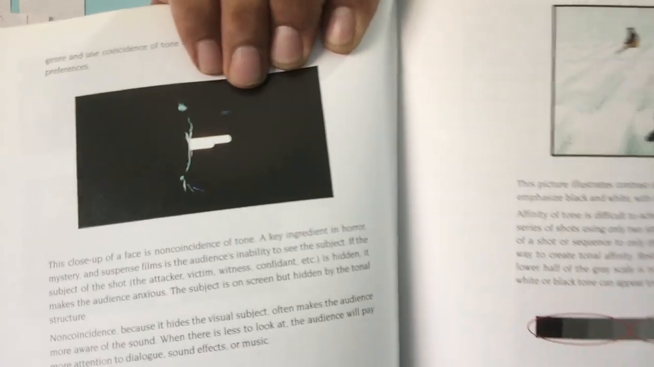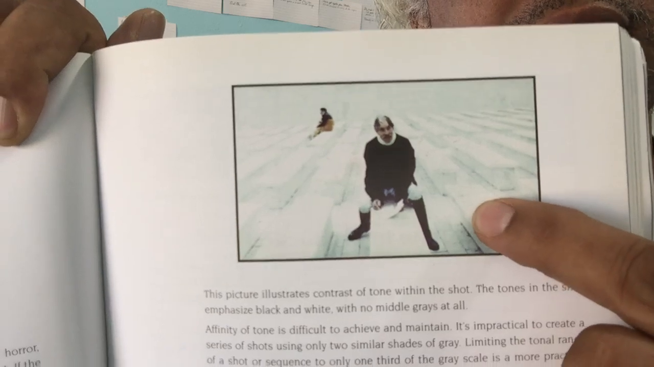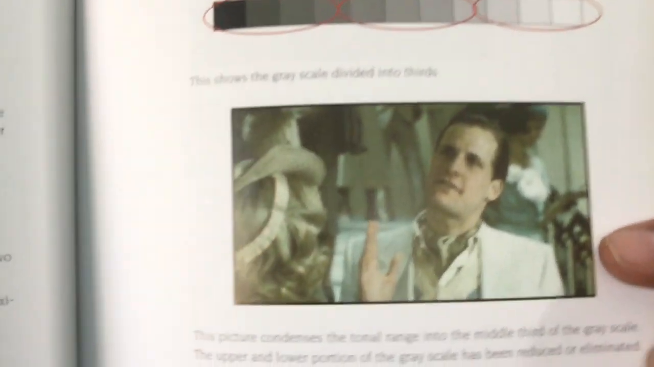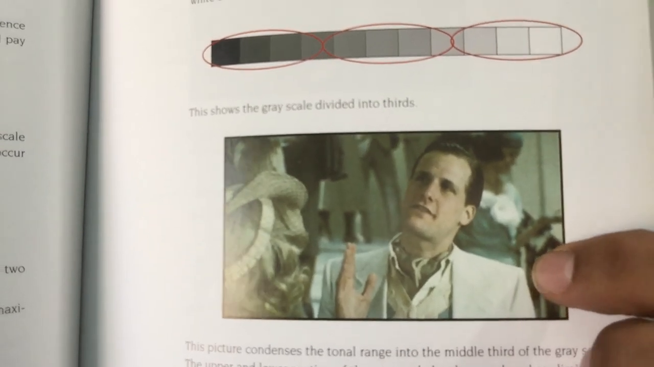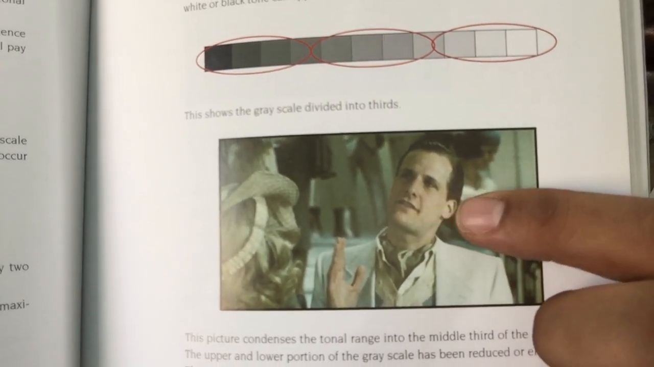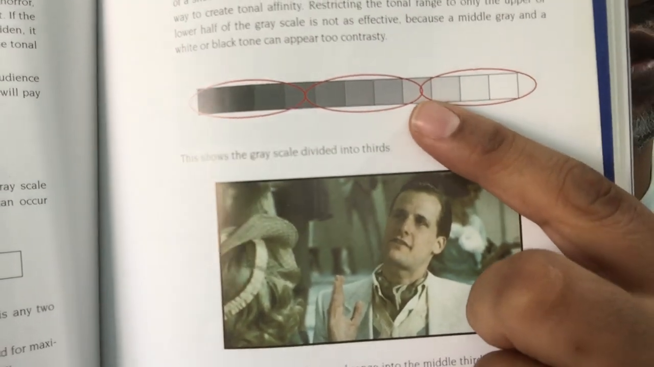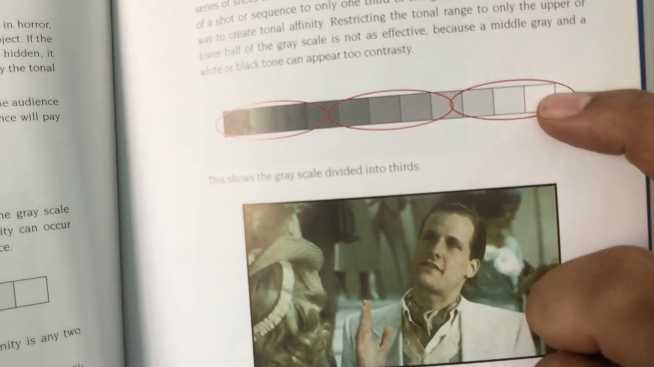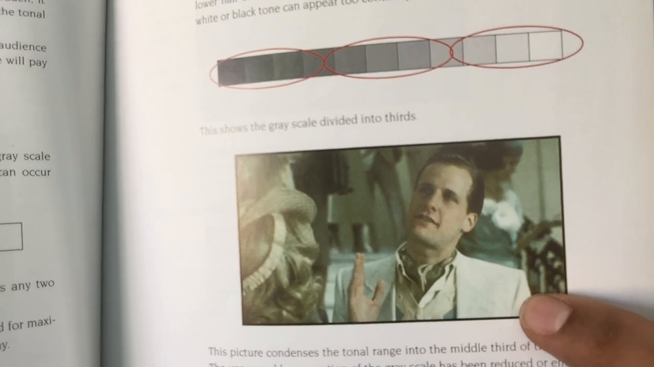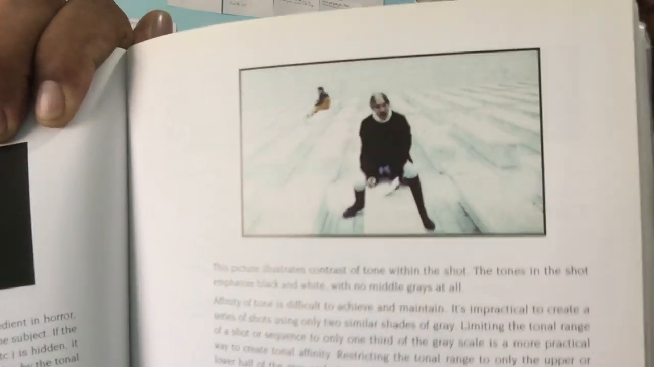There's a high contrast, all right? Or in this shot right here, high contrast. Now with this shot, there is not a high contrast, as you can see. There's an affinity of tone because the tonal palette has been restricted to, let's say, between here and here, to a third. See that? That's an affinity, and that's a contrast. Okay?